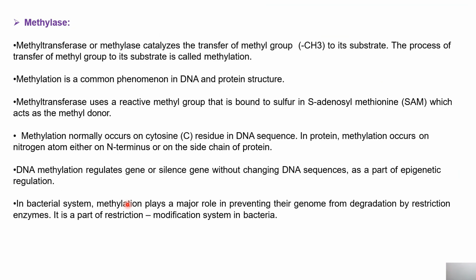Methylase or methyltransferase catalyzes the transfer of a methyl group to the substrate, and the process of transferring a methyl group to the substrate is called methylation. It's a common phenomenon in DNA and protein structure, and these enzymes use a reactive methyl group that is bound to sulfur in S-adenosyl methionine, which acts as the methyl donor. Methylation normally occurs on cytosine residues in the DNA sequence, and in proteins methylation occurs on a nitrogen atom, either on the N terminus or on the side chain of the protein.